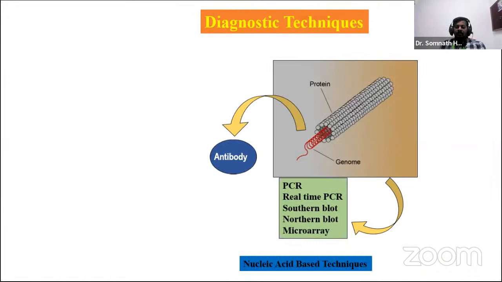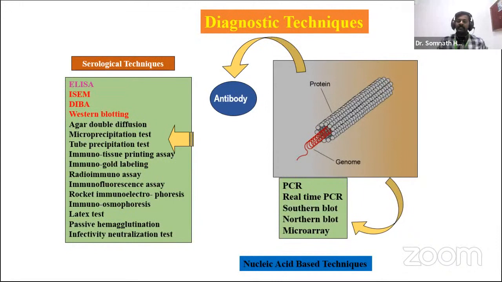As we all know, I have just enlisted all the diagnostic techniques. There are two types of diagnostic techniques, based on serology as well as based on nucleic acid. Among the serological ones are ELISA, that is enzyme linked immunosorbent assay, immunosorbent electron microscopy, dot immunobinding assay, Western blotting, and agar tests, which are followed for diagnostics of different pathogens. Whereas the nucleic acid based diagnostic techniques include polymerase chain reaction, real time PCR, Southern blot, Northern blot, and microarray. So these are the diagnostics required for the different diseases.